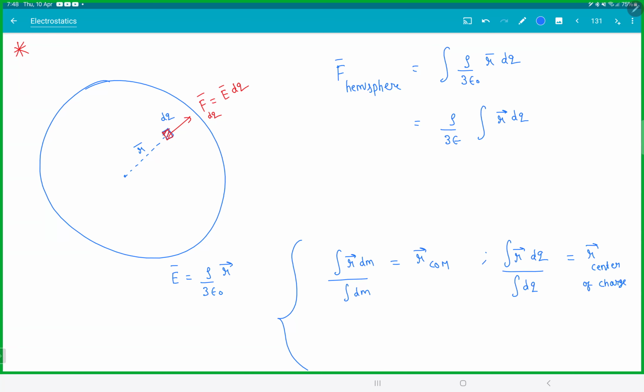Again, why can I use this here? It's a linear function, R bar, you see? The field is R bar, it's a linear function, so I can use this. The linear function is the biggest hint that center of mass might crop up. If I want to find the field, I can't do this 1 by r square.